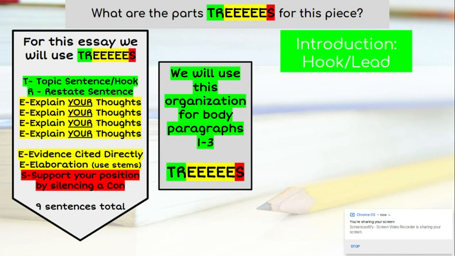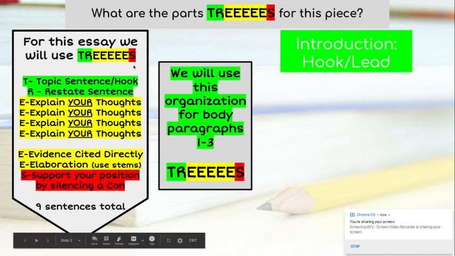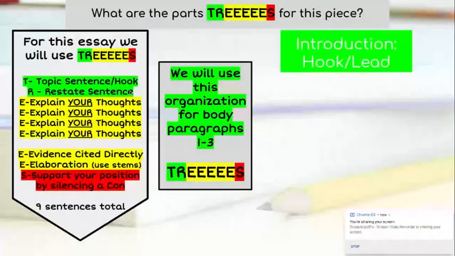For this essay, we will use TREES with a topic and restate, followed by explaining your own thoughts, then one piece of evidence that is cited directly and explained, and then a support your position by bringing up a con that you dismiss.